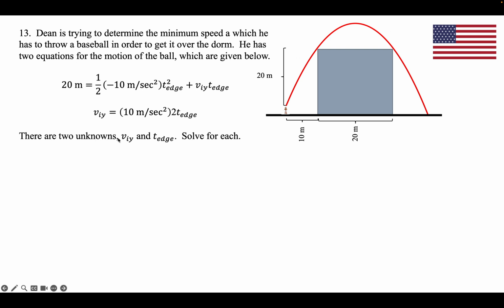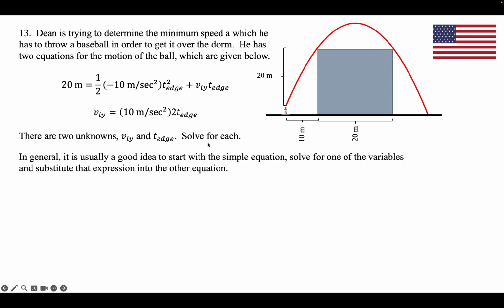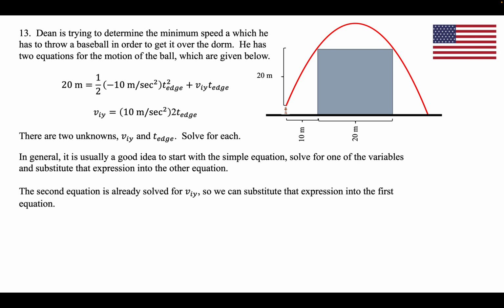There are two unknowns, V initial y and T edge. We have to solve for each, and we have two equations. We should be able to do it. In general, it's a good idea to start with the simpler equation, solve for one of the variables, and then plug it in to the more complicated equation. But here, the second equation is already solved for V initial y.